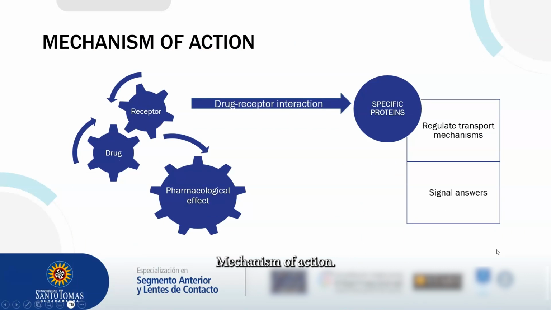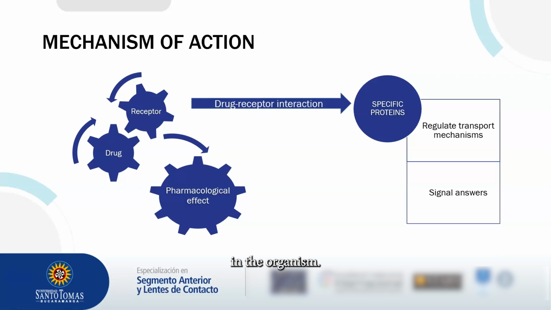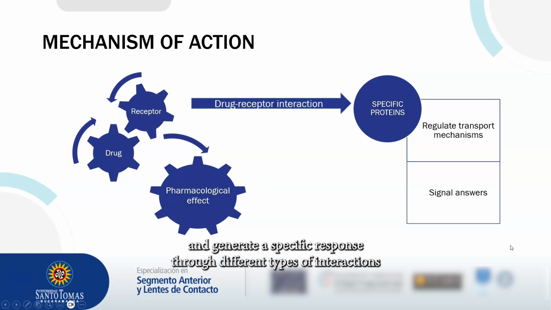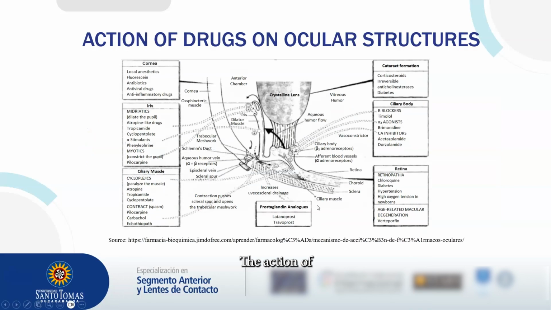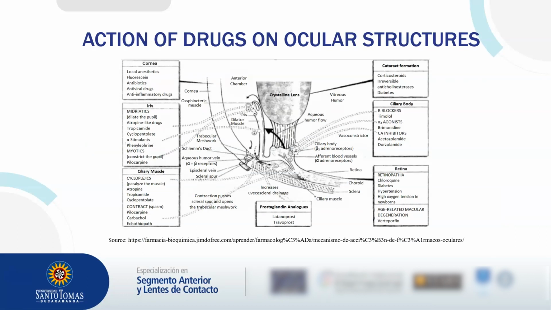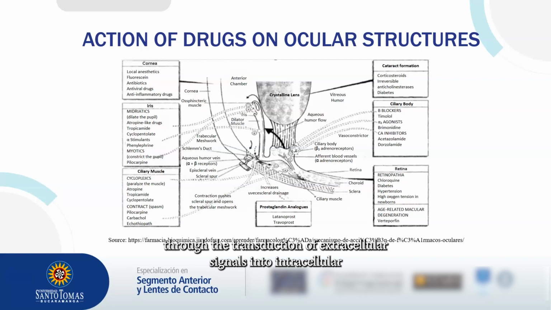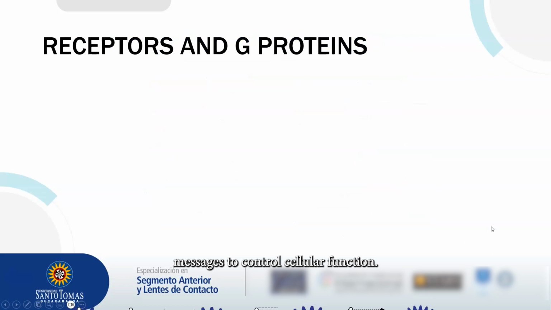Mechanism of action: the effect of a drug depends on its interaction with the receptor in the organism. Considering the above, receptors formed by specific proteins regulate transport mechanisms, signal responses, and generate a specific response through different types of interactions with drugs. The action of physiological receptors is to propagate a response signal to a stimulus through the transduction of extracellular signals into intracellular messages to control cellular function.